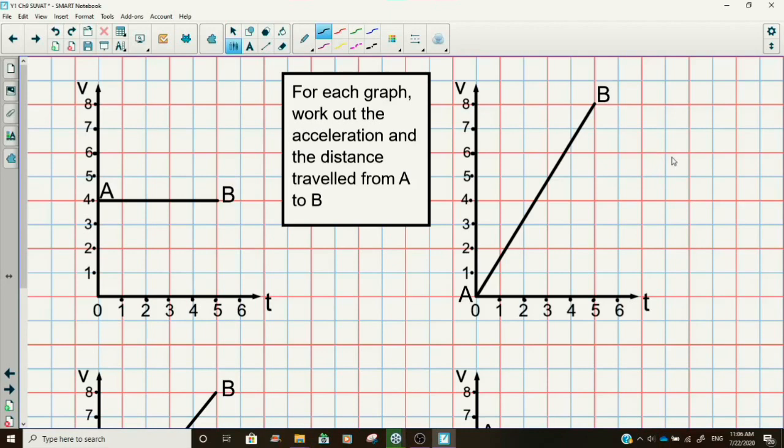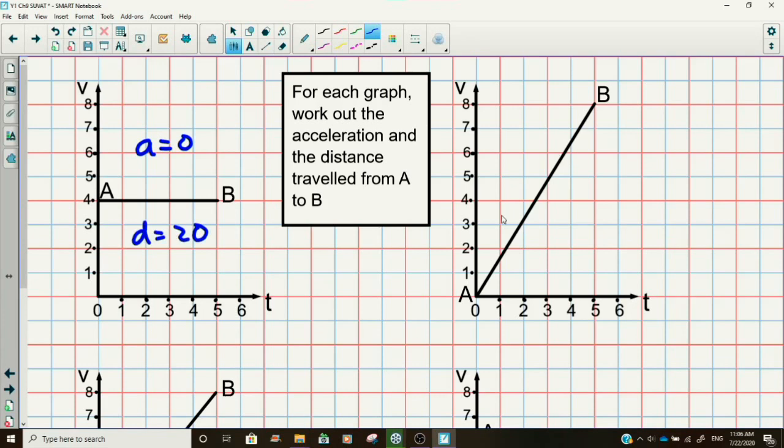Okay, hopefully you didn't find that too challenging. Let's just give you the answers to these. So for the first one, we have a horizontal line. Let's do this in blue. So the acceleration is going to be 0 in this velocity time graph. Okay, so remember the acceleration is the gradient, so acceleration is 0. What about the distance travelled? Well, the area under the graph from A to B, we've got a height of 4, we've got a width of 5, so 4 5s are 20.